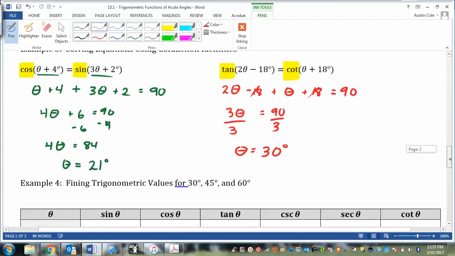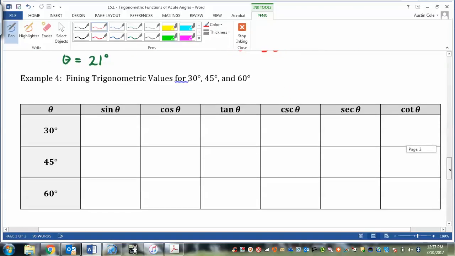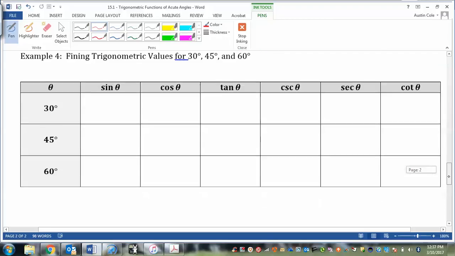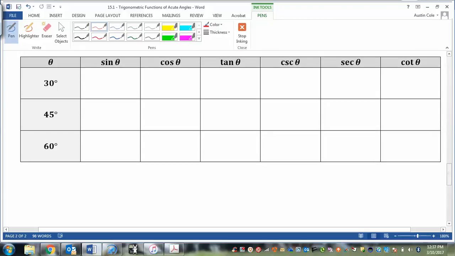Okay, now to the good stuff. We're going to fill this chart out, and this chart will help us in our homework. So this might take a little bit, but it'll help us in the long run. Now, what I want to look at, we see 30, 45, and 60. Those are just common angles that we come across in trigonometry. So I want to look at all the values, sine, cosine, tangent, cosecant, secant, and cotangent of those 3 angle measures.